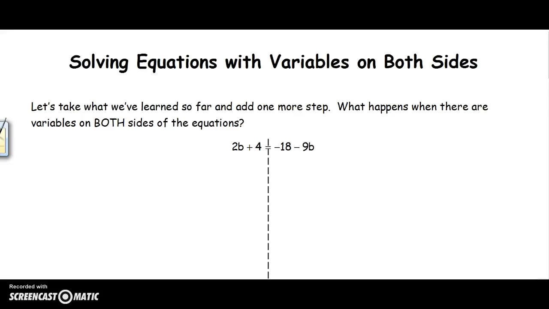All right, so we're solving equations with variables on both sides. What we're going to do is take what we've learned so far and now add to it. We're going to have a variable on each side of the equation, and what I mean by that is you're going to have one on the left and one on the right. The first thing you're going to have to do is get those variables together. So you have to move one of the variables to the other side to put them together.